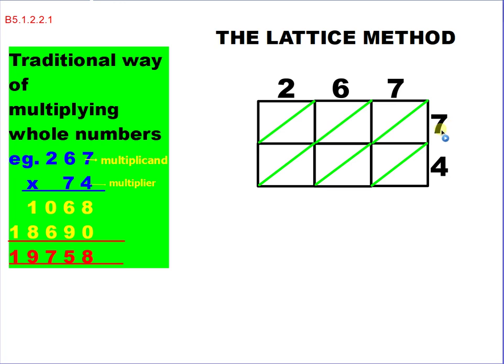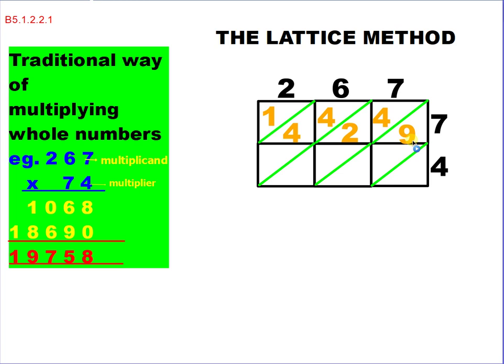So let's start. How is it going to look like? Yes, 7 times 2 is 14. The number in tens is placed on top, and the number in ones is placed down. Just like this one, we have 7 times 6 giving us 42, the 4 here, the 2 here. And then 7 times 7, the 4 here, the 9 here.